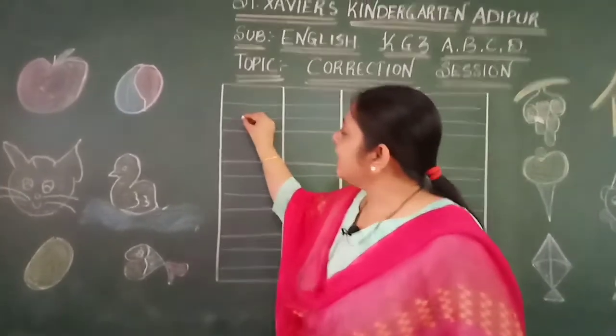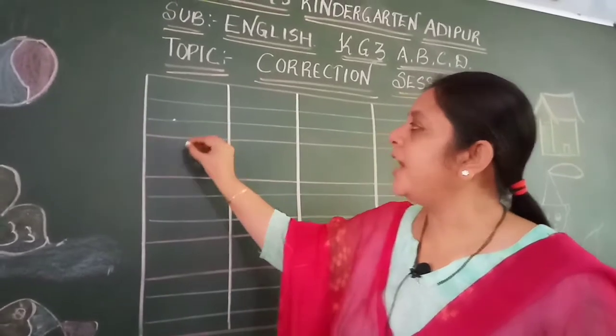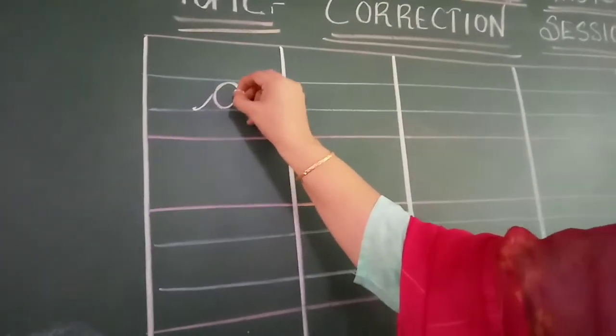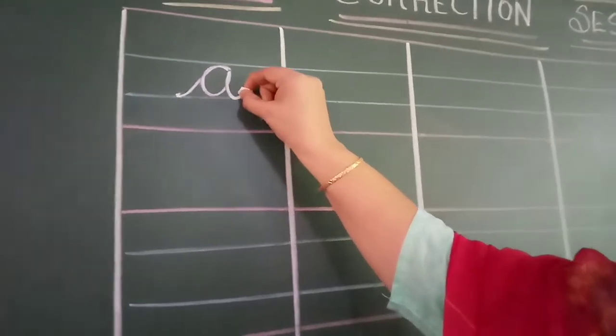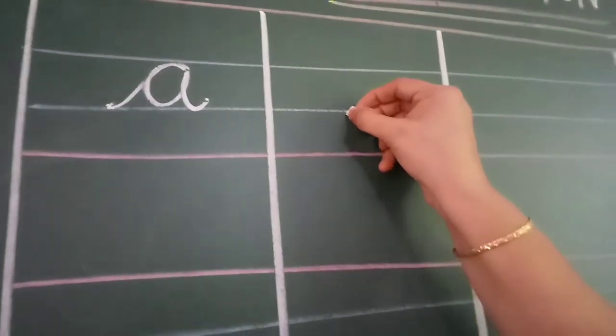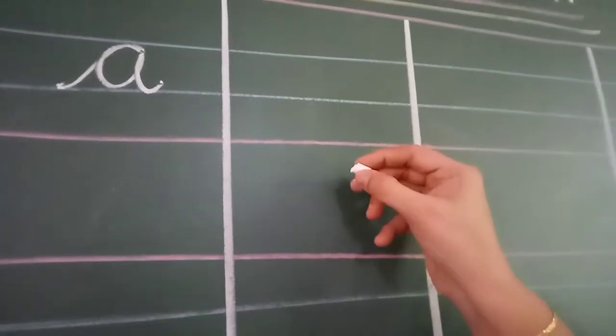Say, suppose A. You start writing A. Start from the second blue line, make a curve, make C, go up, come down and a curve. Then B is okay for everybody. I think you all have corrected and you have written it very nicely.